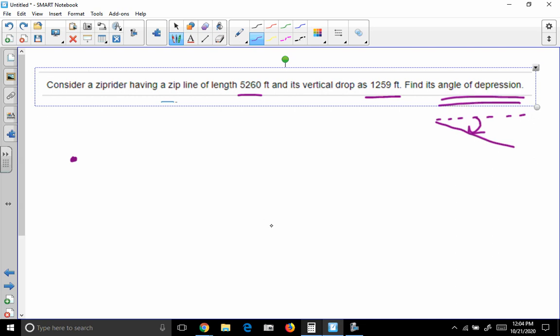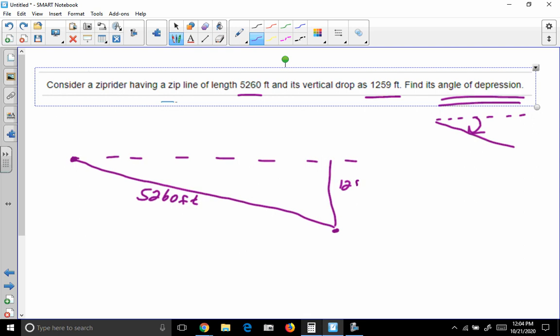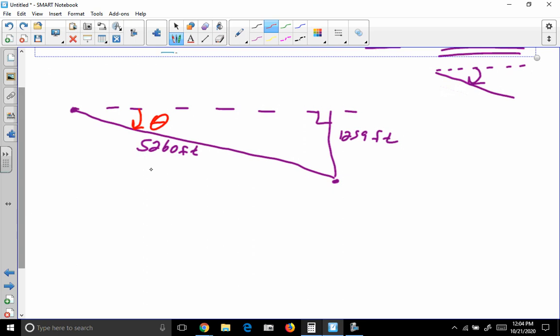Our zip line starts here and it goes to here. We're going to pretend that there's no sag in our zip line. The length of it is 5,260 feet, and its drop is 1,259 feet. Drop, that's the vertical drop, that's perpendicular to horizontal. So the angle of depression would be from horizontal down to there. So I'm just going to call that theta. So we want to find out what is that angle.